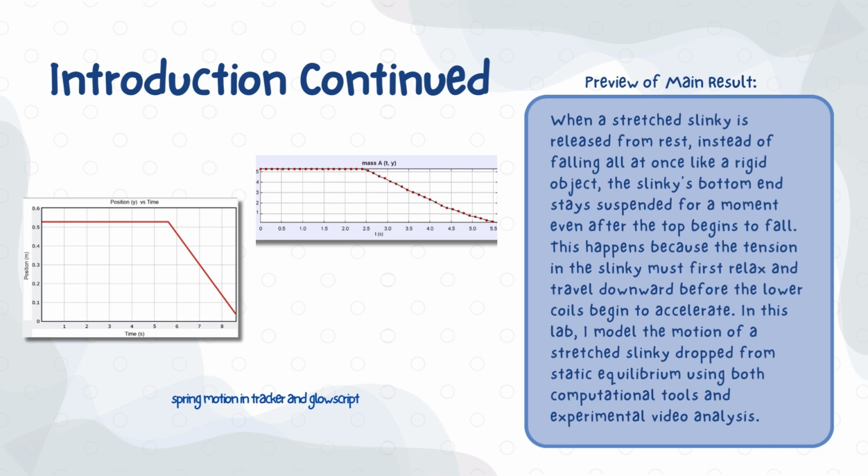When a stretched slinky is released from rest, instead of falling all at once like a rigid object, the slinky's bottom ends up staying suspended for a moment, even after the top begins to fall. This happens because the tension in the slinky must first relax and then travel downward before the lower coil begins to accelerate. In this lab, I modeled the motion of a stretched slinky drop from static equilibrium using both computational tools and experimental video analysis.